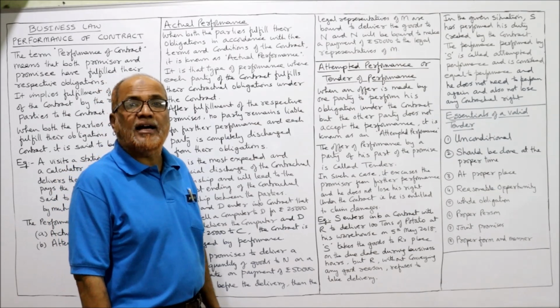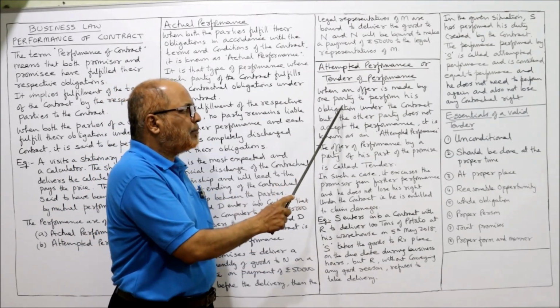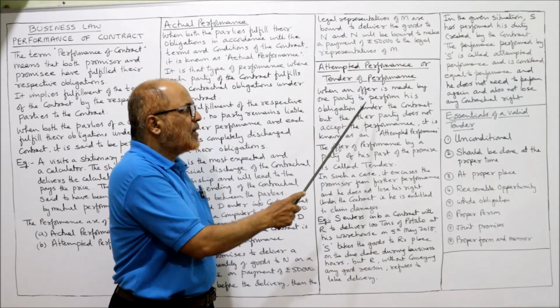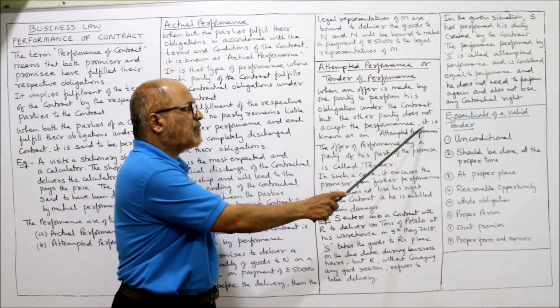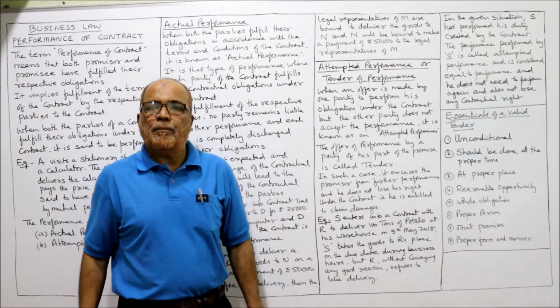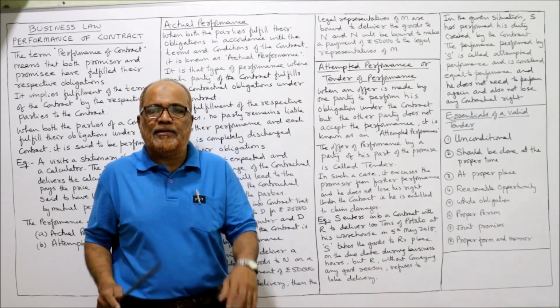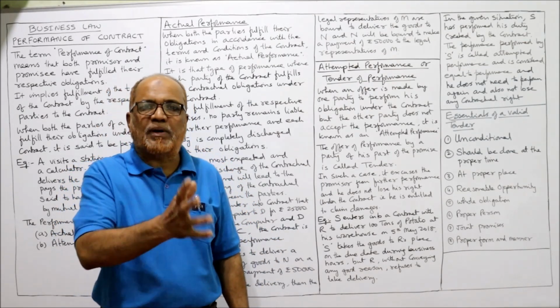Not actual, attempted. When an offer is made by one party to perform his obligation under the contract, but the other party does not accept the performance, it is known as attempted performance. The performance is not completed, it is half completed. Meaning one person is ready to complete his performance.